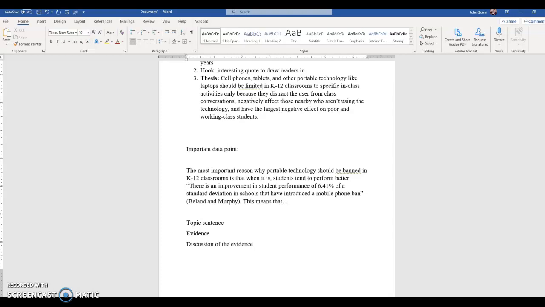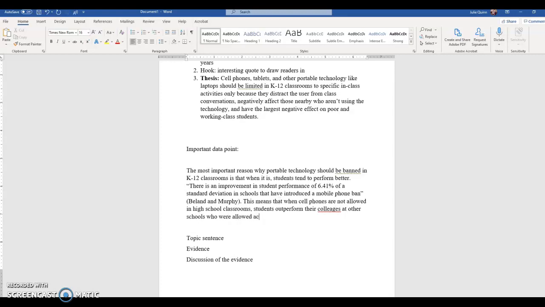that we're showing through evidence sharing in a quote, and then we transition to that when student cell phones, two words, are not allowed in classrooms in high school. Students outperform their colleagues at other schools, and I'll fix my spelling in a second, who were allowed access to their technology. And that is actually what it means. This part here should not be ignored.